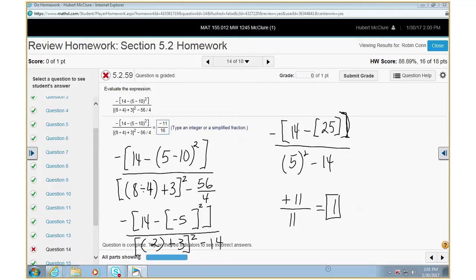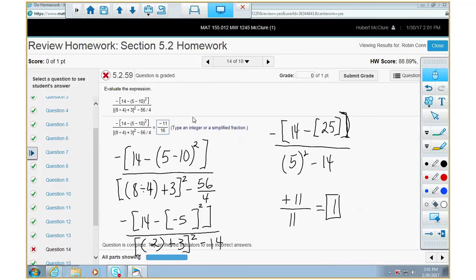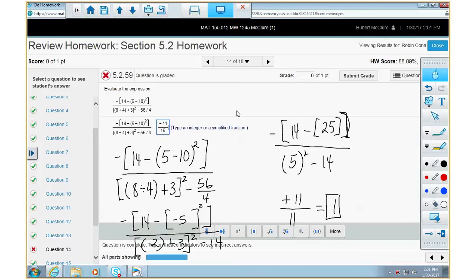Now, I don't feel good about myself today. Now, this is a homework problem. It won't let me. It'll just sit there and it won't let me change it.